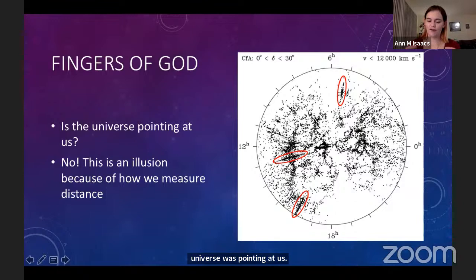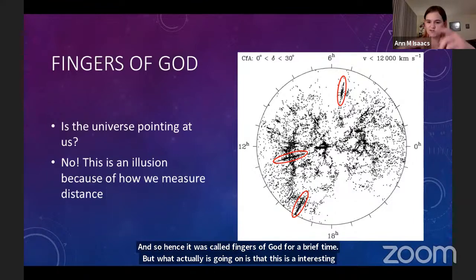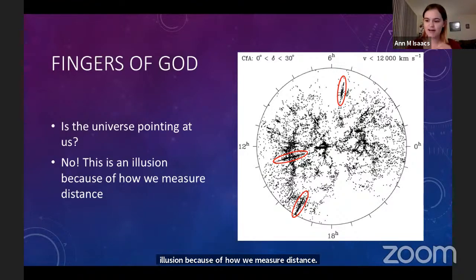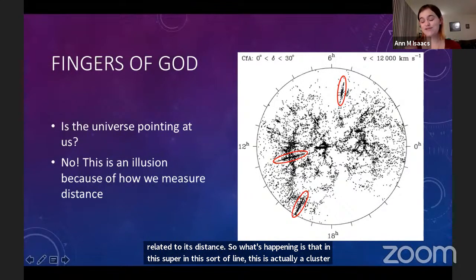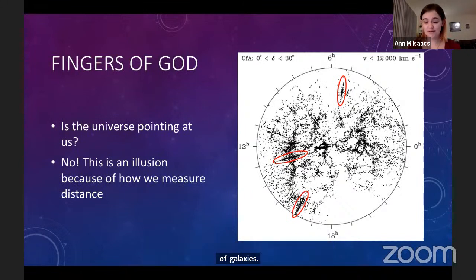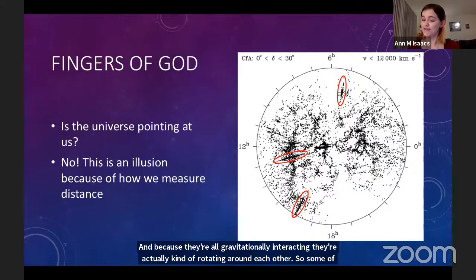And because they're all gravitationally interacting, they're actually kind of rotating around each other. So some of them have a little bump of velocity moving towards us, and some have a little bump of velocity moving away, which complicates all of our measurements and means that what's actually going on is that this is a clump of galaxies, not an extended line. So the universe is not pointing at us, which is very much a relief to the early astronomers.